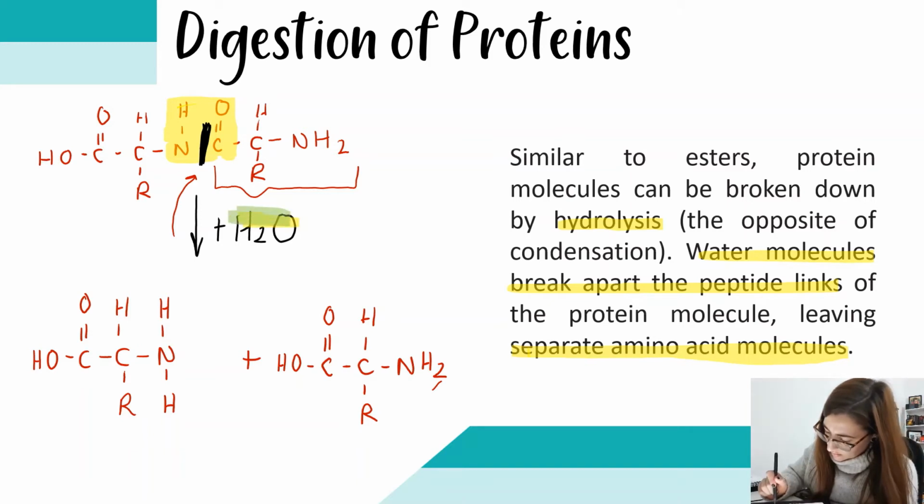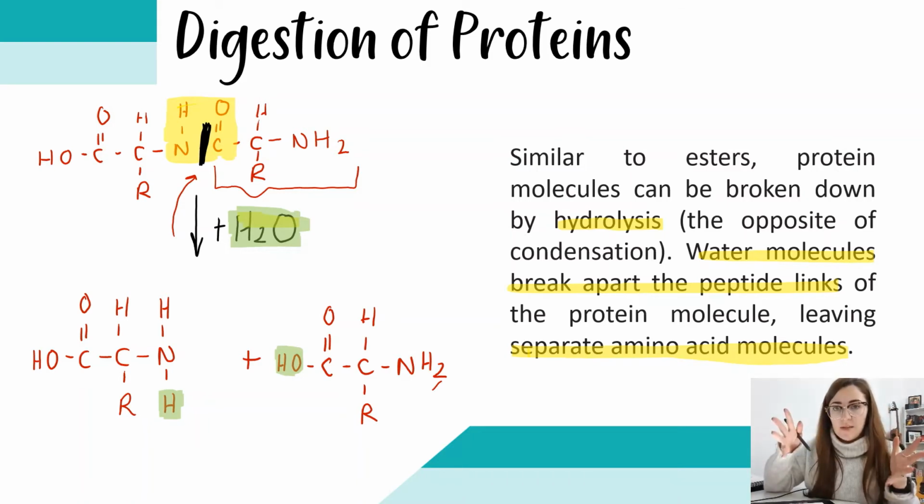I'll do it in green. This water molecule here, one of the H's adds to one of the amino acids and the OH adds to another amino acid. So after I've chopped my peptide link down the middle and separated the amino acids out, the NH from one amino acid gets another H to make a complete amino group, and the C double bond O of another amino acid gets a hydroxyl group OH to make a complete carboxylic acid group.